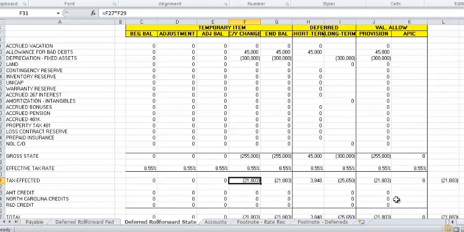Everybody's provision out there has a deferred roll forward that looks something like this. This is automatic. Not everyone does their first tab the way I did it. In fact, I would call that probably unusual, but I think it's way clearer than a lot of other stuff I see. But everybody has a deferred roll forward that looks something like this.